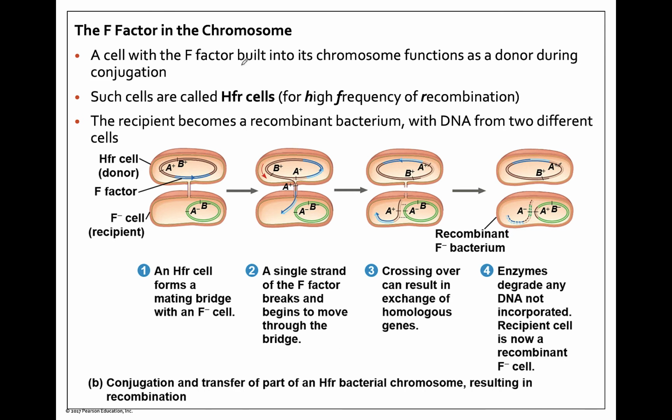In the second scenario, the F factor can be built into the chromosome of the donor cell. Cells like this are called Hfr, or high frequency of recombination. And recombine just means mixing. This is where we're going to combine genetics from one individual to another individual. So here we've got our donor cell again. This time the F factor is ingrained in the main chromosome rather than being a separate plasmid over here.